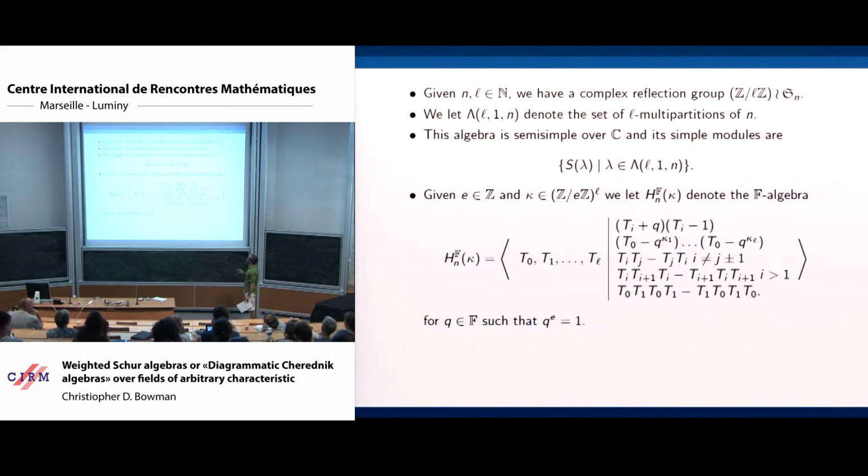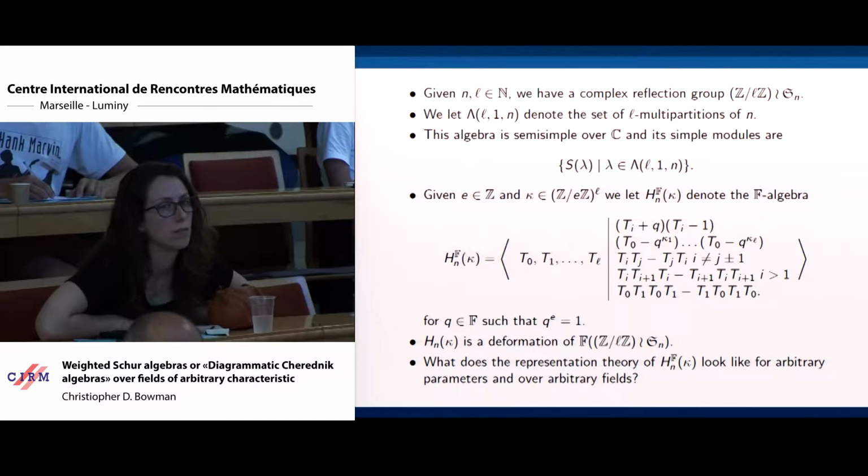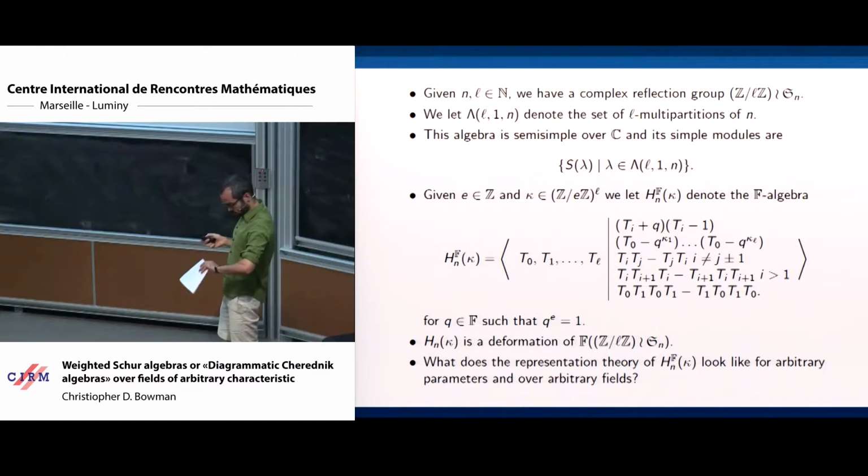And I'm going to use just this notation here. This is just a recollection here. All I'm saying is that this algebra is a deformation of the group algebra of this complex reflection group. So the whole of this talk is going to be about the representation theory of these Ariki-Koike algebras, for arbitrary values of these parameters, so the parameters being e here and kappa, and over arbitrary fields.